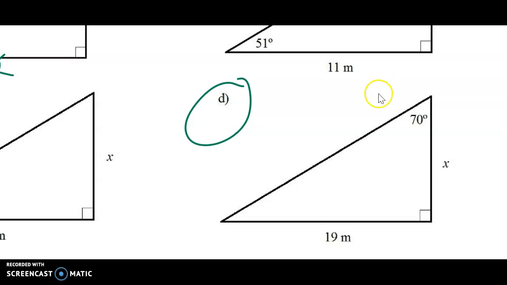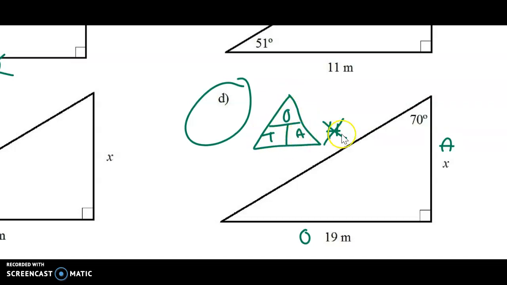Okay, so let's have a look at this one here. So step number one, we need to label up our sides. So we've got H, O is over here because it's opposite 70, and the adjacent is here. Step number two, cross out the one we don't need, which is the H. Go to the triangle and find out which one has O and A in it. And yes, it's tan, so it's TOA.